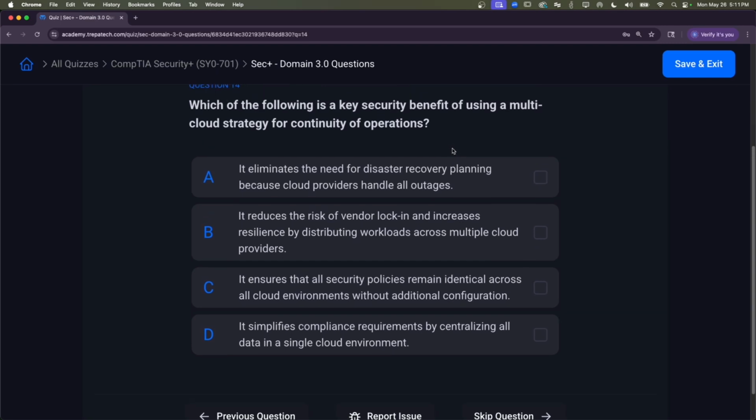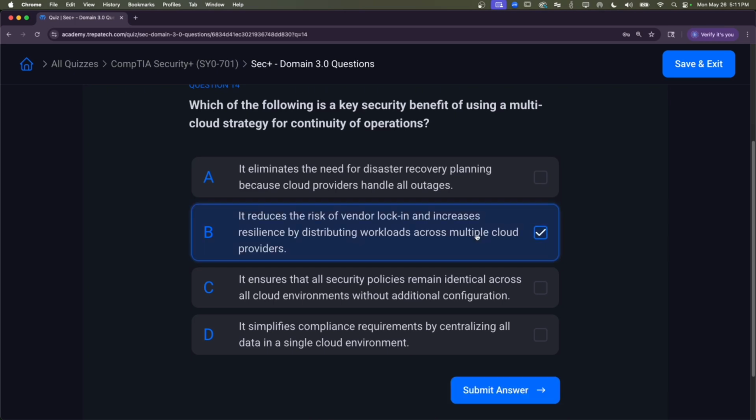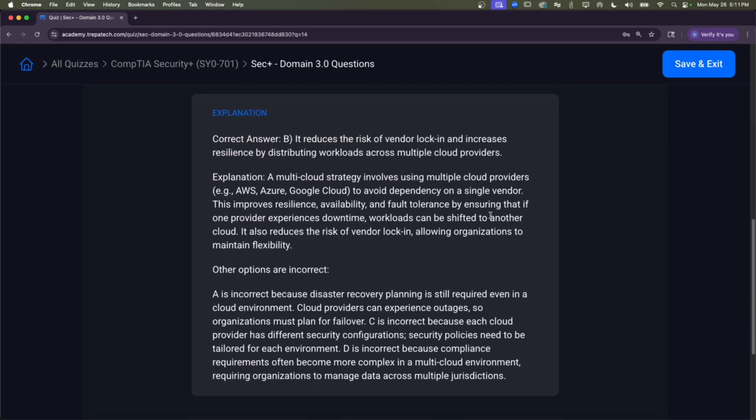Question 14. Which of the following is a key security benefit of using a multi-cloud strategy for continuity of operations? Okay, so it doesn't simplify. It doesn't ensure security policies remain identical. They'll be similar, but it's not going to be a one-for-one match, right? Same purpose. But I'm going to go with B here. It reduces the risk of vendor lock-in and increases resilience by distributing workloads across multiple cloud providers. Pause the video if you'd like to read the explanation.